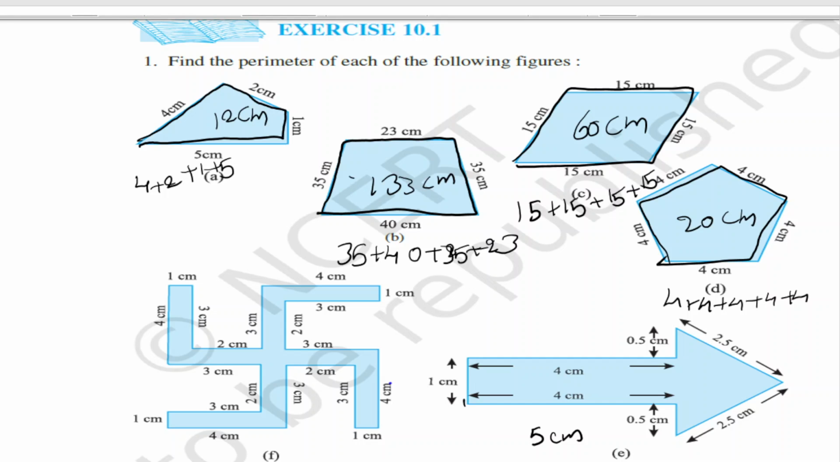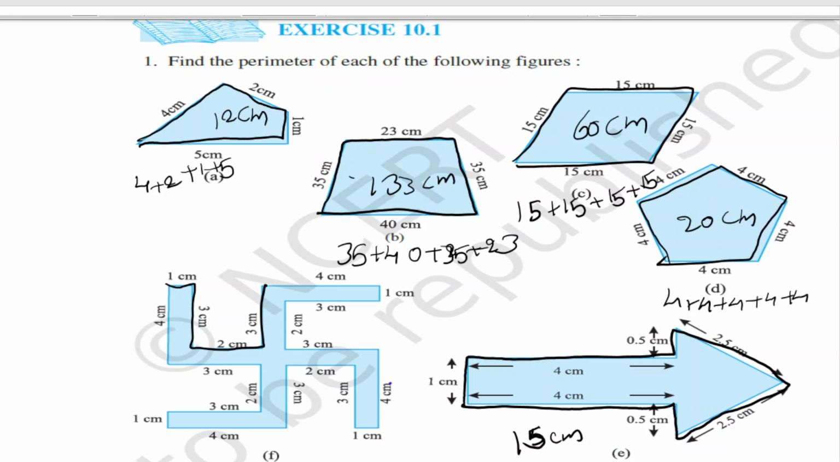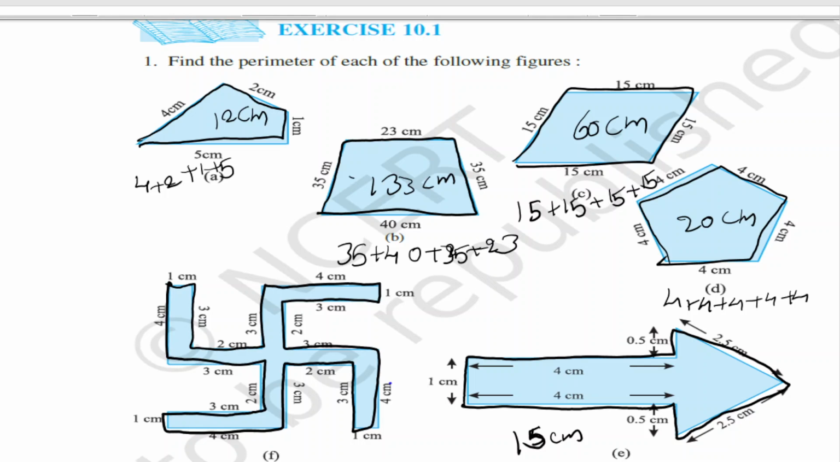And here also the perimeter is nothing but 1 plus 0.5 plus 2.5 plus 2.5 plus 0.5 plus 4, that is nothing but 15 centimeters. And here the perimeter is nothing but 1 plus 3 plus 2 plus 3 plus 4 plus 1 plus 3 plus 2 plus 3 plus 4 plus 1 plus 3 plus 2 plus 3 plus 4, that is nothing but 52 centimeters.